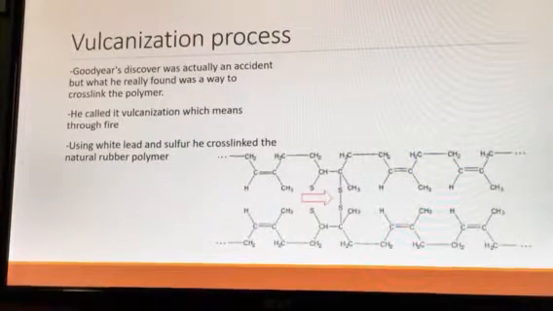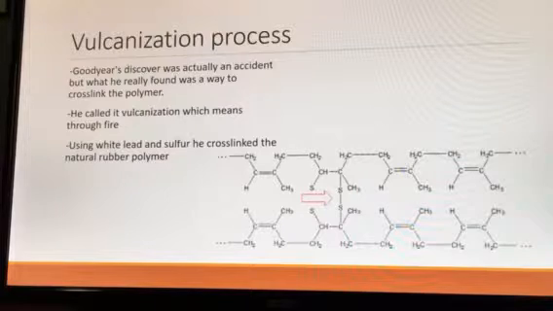Vulcanization process. Natural rubber was industrialized after Goodyear's discovery of vulcanization. He accidentally mixed sulfur, lead, and natural rubber to form a rubber that had better properties and wasn't affected by temperature nearly as much. Looking at his mistake, what he actually did was cause the polymer chains to cross-link, or form bridges that tied the polymers together.